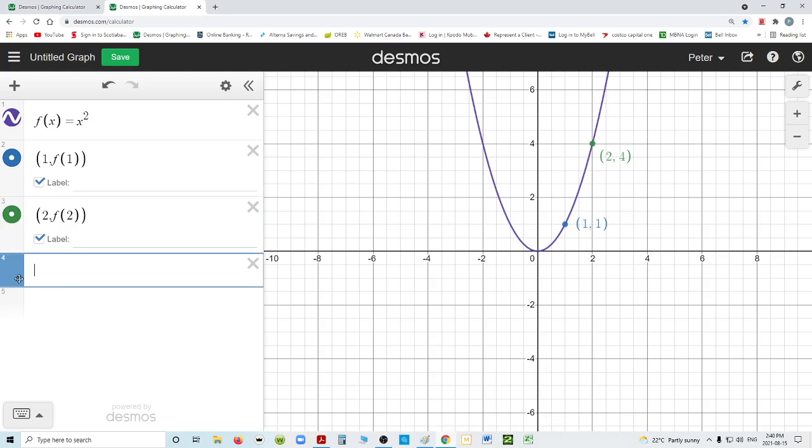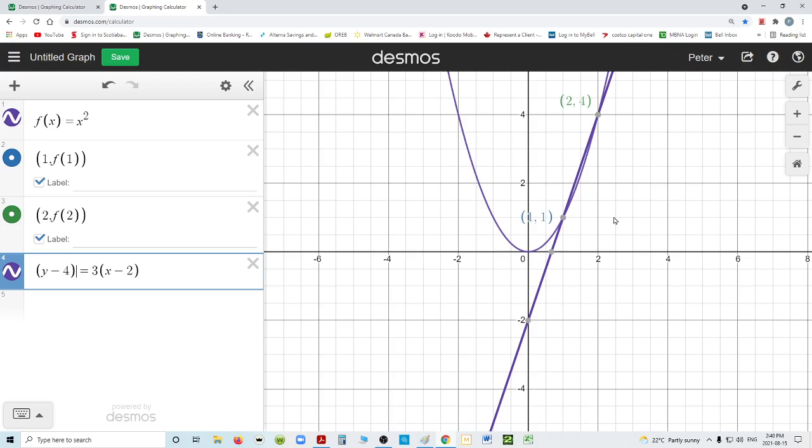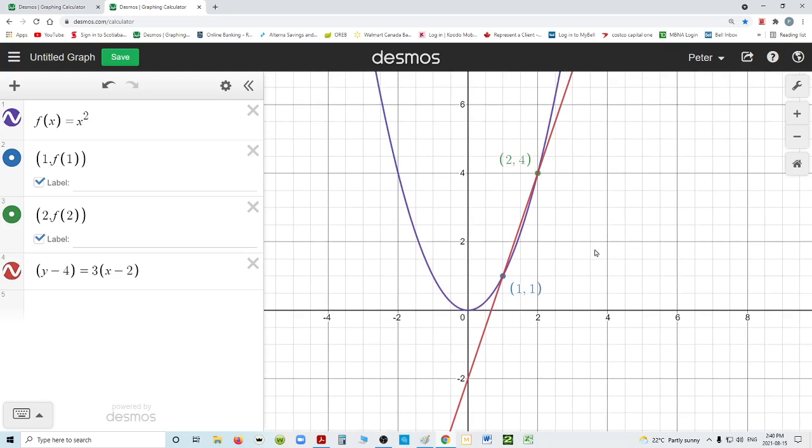I can draw a line. What's the slope between those? 4 minus 1, 3. And 2 minus 1, 2. So 3 over 2. So I can draw a line. y is equal to 3 over 2 x, and then I just do x minus 2, and y minus 4. There we go. It now has a line that joins those 2. And let's make it a different color. Let's make it red. And there's the secant line. And I can see quite obviously that the slope between those secant lines is that.